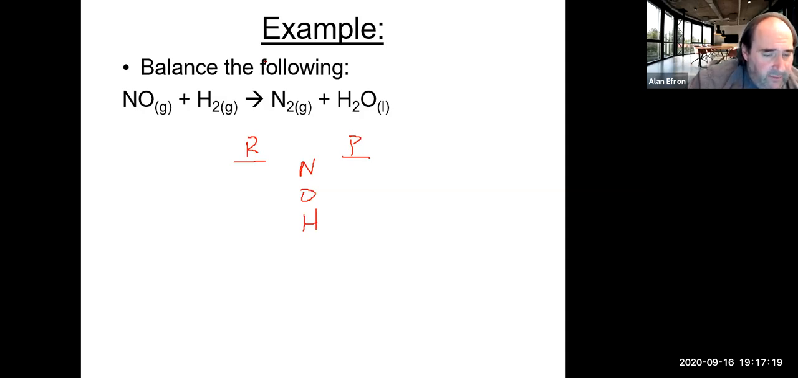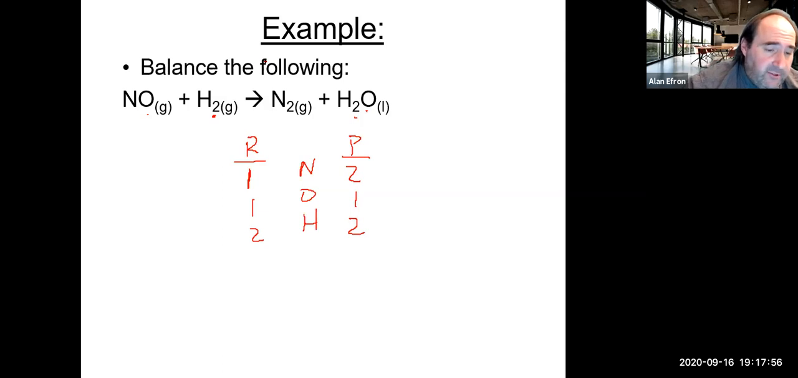On the left-hand side, we have 1 nitrogen. Right-hand side, we have 2 nitrogens, which is the number on the bottom. Left-hand side, we have 1 oxygen. Right-hand side, we have 1 oxygen. Left-hand side, we have 2 hydrogens. And right-hand side, we have 2 hydrogens. So looking at this table kind of helps us decide, doesn't look too bad. The oxygens is good, the hydrogens are good. So this definitely directs us that we should fix the nitrogens.